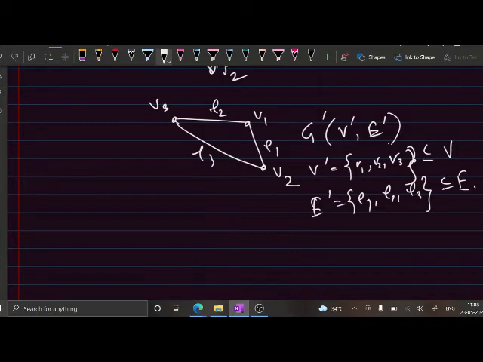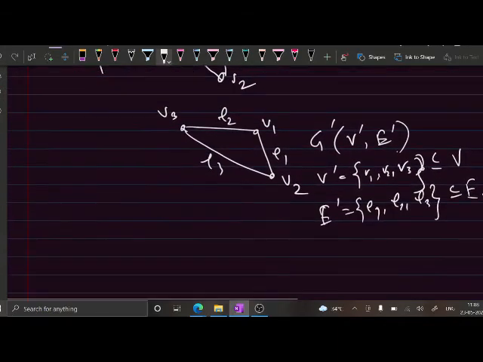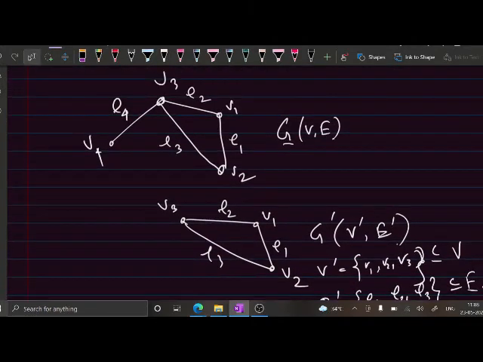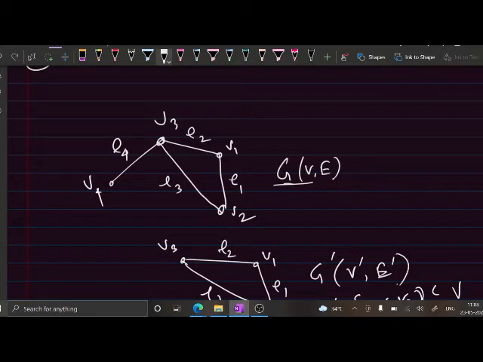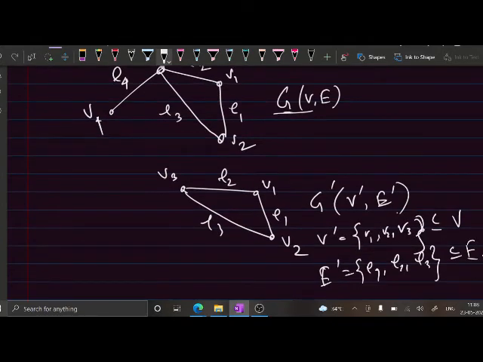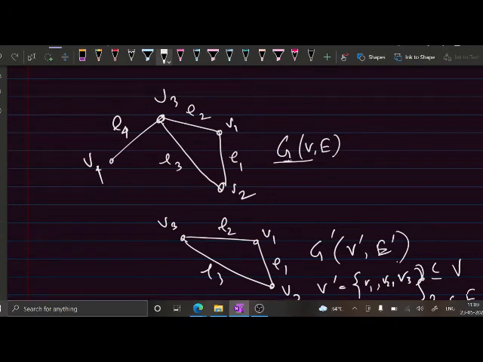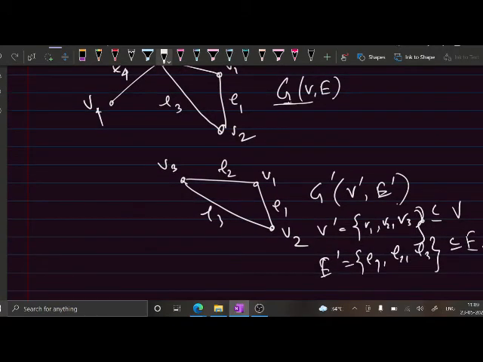But the condition is that this subgraph is a special kind of subgraph, because here you need to consider all those edges that are present in this graph for these vertices that you have considered in your subgraph. If V1 and V2 are adjacent in this graph, then you need to consider the edge here also. Since V2 and V3 are adjacent through this edge E3, you need to consider this E3 edge in this subgraph also. So you need to consider all those edges that are present in the original graph for the concerned vertices.